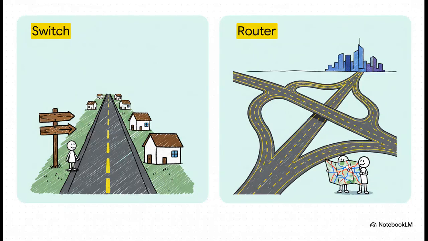And that brings us to a really key difference. A switch, which operates at layer 2, only thinks locally. It's basically asking, where's the very next stop on this little street? And it uses those local MAC addresses to figure it out. But a router's way smarter. It operates at layer 3 and it thinks in global IP addresses. It looks at the final destination city, consults its big map of the internet, and figures out the best highway to send the packet on to get it closer to its goal.